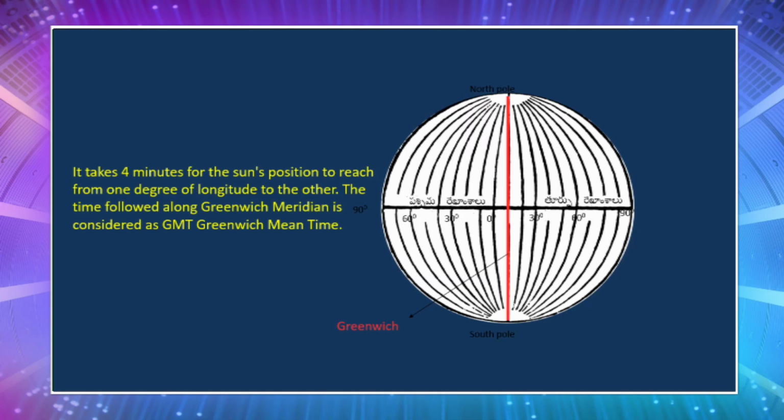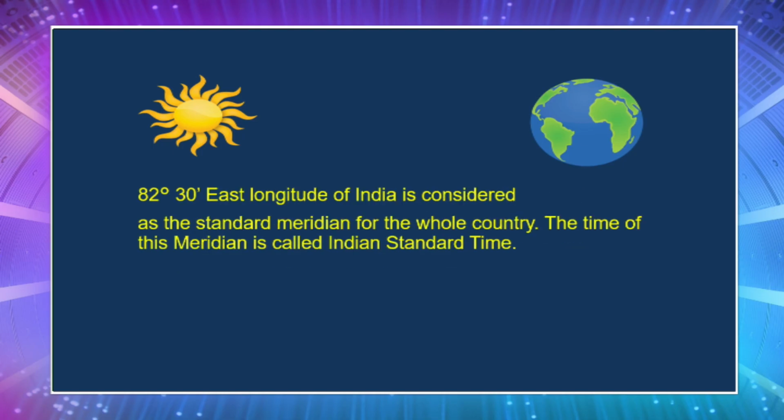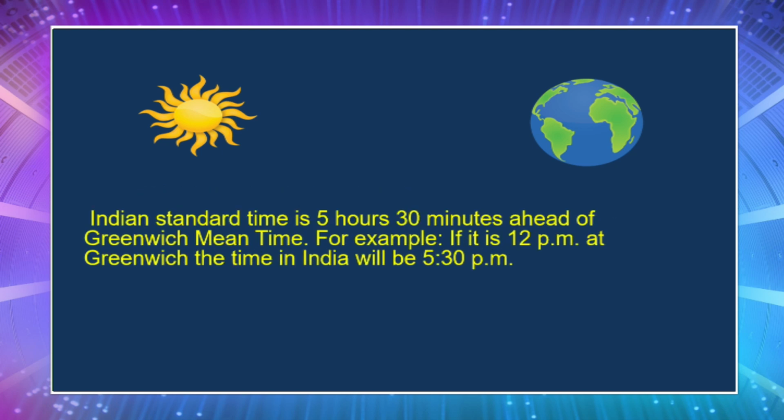The time followed along the Greenwich meridian is considered as Greenwich Mean Time. The time followed by a country based on the time of the chosen meridian that passes through its territory is known as the standard time of that country. 82.5 east longitude of India is considered as the standard meridian for the whole country. The time of this meridian is called the Indian Standard Time. Indian Standard Time is 5 hours 30 minutes ahead of Greenwich Mean Time.